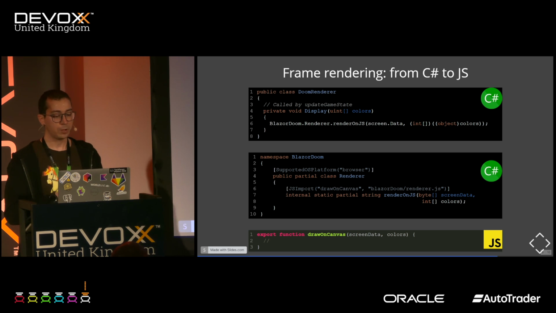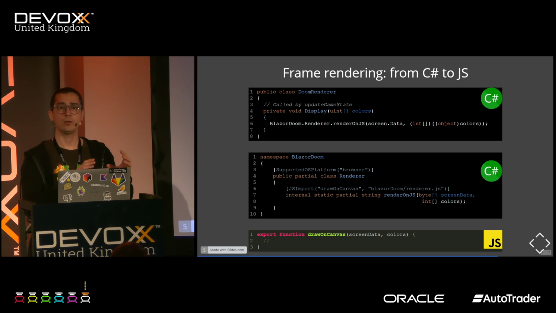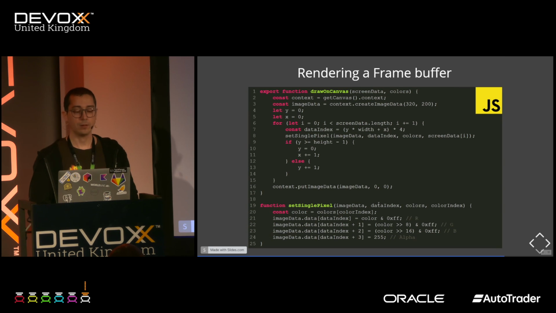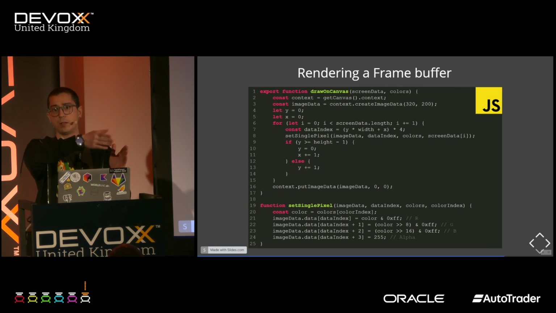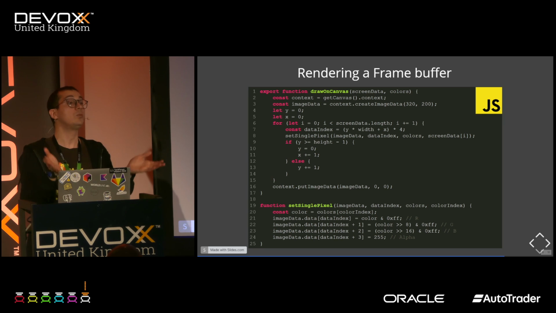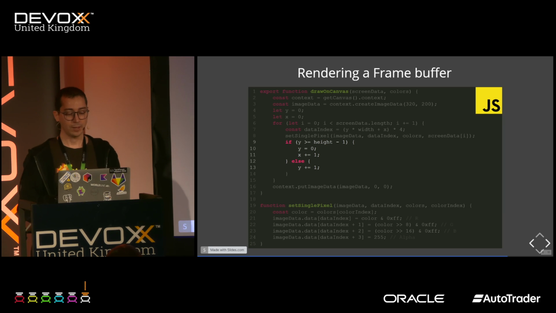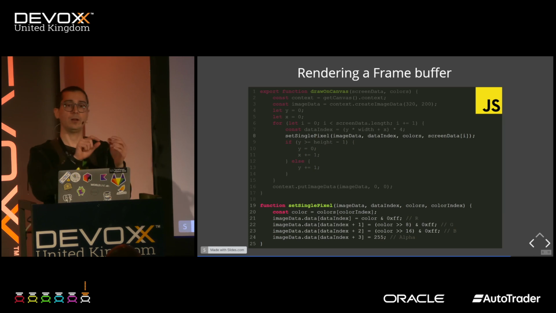From C# to JavaScript, similar to the audio, somewhere in the Doom engine the display method is called when the frame is ready. We call render on JS, which is a proxy to the JavaScript method called draw on canvas, defined in render.js. And draw on canvas is like this. It's a simple algorithm which lays a one-dimensional array into a 2D array from top to bottom and left to right. And here is how we apply a color from the color palette to the element in the canvas.